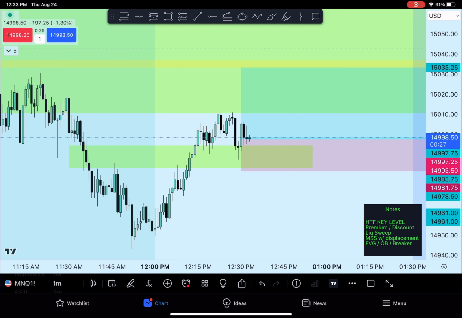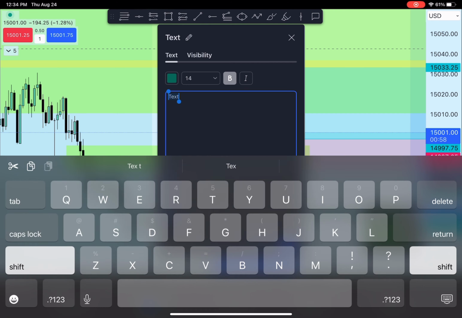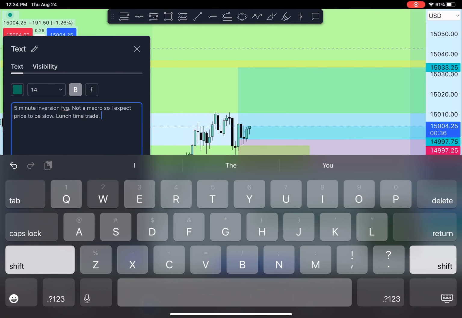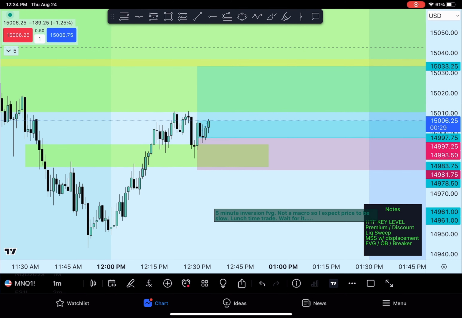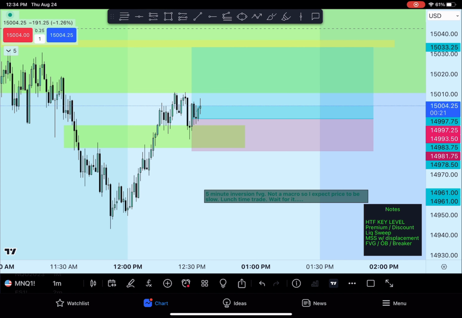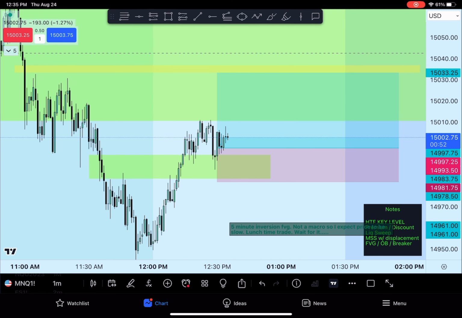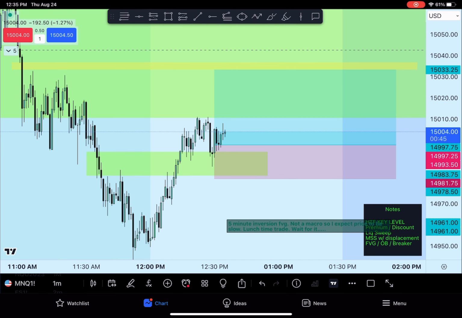Now, I didn't take this on my live account because it was during lunchtime, as you see in the top left corner, 12:33 p.m. Eastern Standard Time. That's not a part of my trading plan, but price does move at this time sometimes. So just wanted to tape read and execute this and show you guys how I use inversion fair value gap. So I took it on demo. So yeah, it's not a macro time. I don't enter unless it's a macro time really. So I expect the price to be slow, which is why I typed that in.